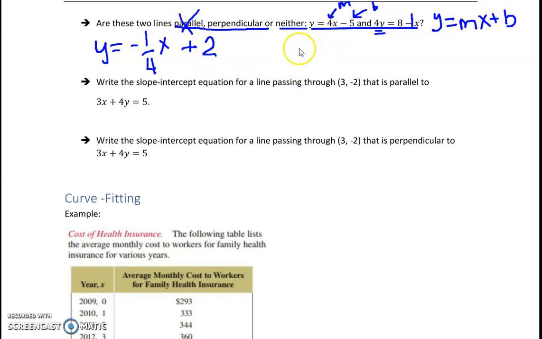What about perpendicular? We have a slope of 4 for the first one, and for the second one, we have -1/4. Look at that. Are those opposite reciprocals? Yes. Keep in mind that 4 is the same as 4 over 1. So when we flip that upside down, we get 1/4. And then, of course, we have to change the sign from a +4 to a -1/4. So those are opposite reciprocals. So the answer is these are perpendicular lines. They are not parallel. So the answer to this question is perpendicular.